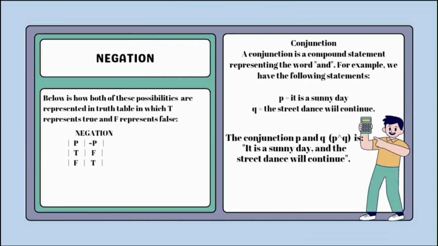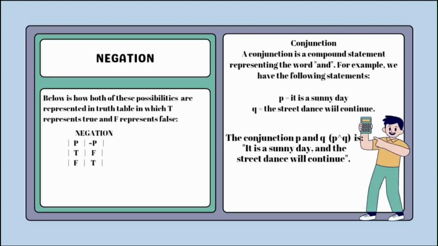Below is how both of these possibilities are represented in a truth table, in which T represents true and F represents false. So there are two columns in negation. This is for P, and this is for not P. If your P is true, then not P is false. If your P is false, then not P is true.